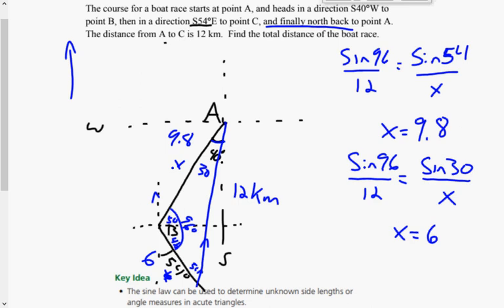So your total distance would then be 12, you add up all the sides. He traveled 28 kilometers.